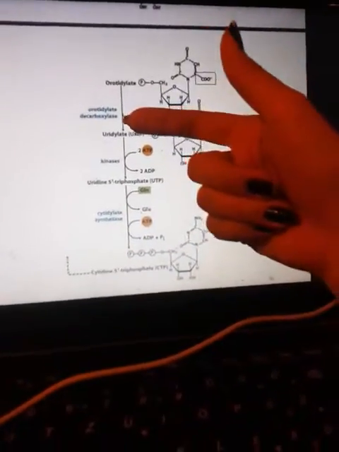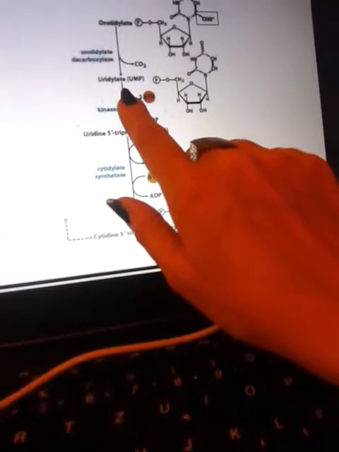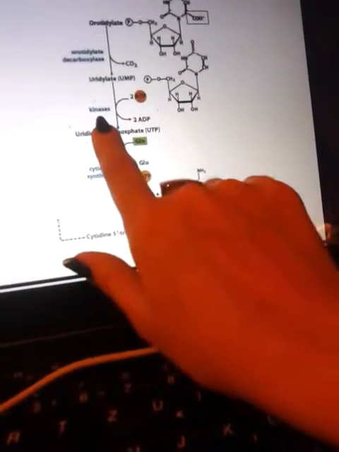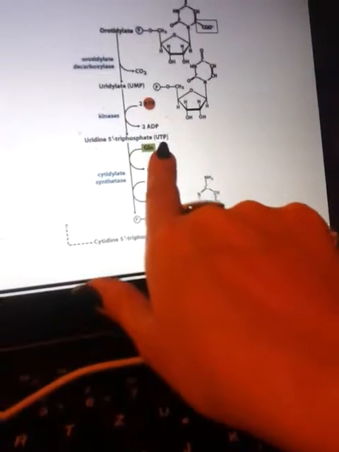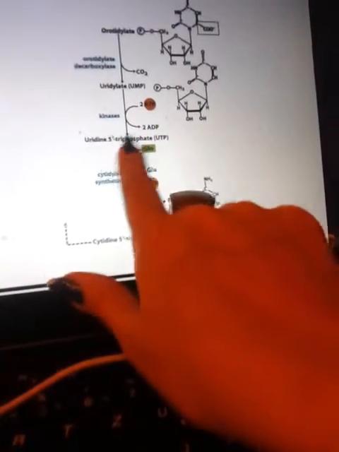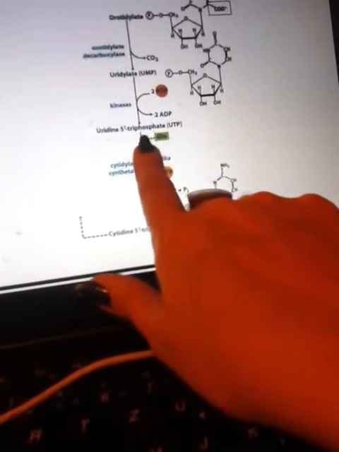Without carboxyl, the decarboxylase, the CO2 is produced. I think that's not important for memorizing. That's important to understand. Now the uridylate, UMP, by the enzyme kinase, uses 2 ATP and produces UTP. You see the 1 phosphate, now this is a triphosphate. 2 more phosphates are coming here. It's a uridine 5' triphosphate.